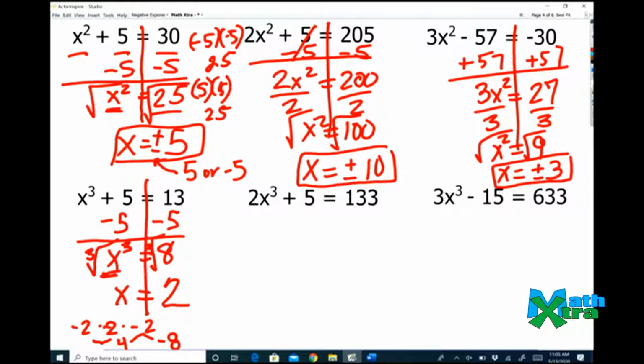Uh-oh, y'all. What is the issue? I only have one solution for cube roots. Because a negative times a negative is a positive times another negative is going to give you a negative. And that is not what we're looking for.